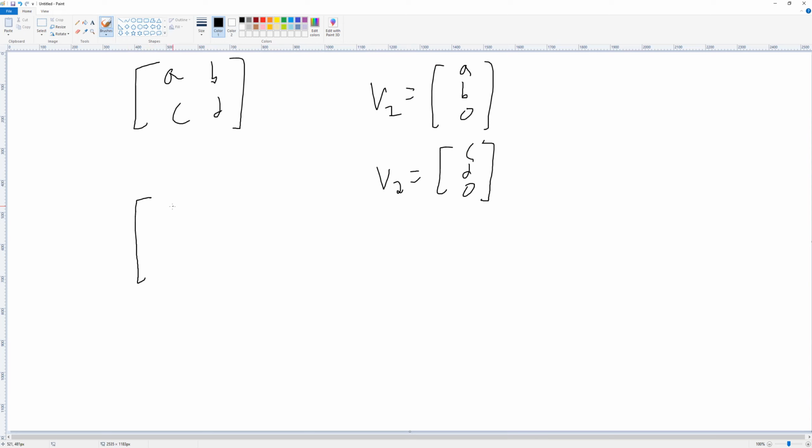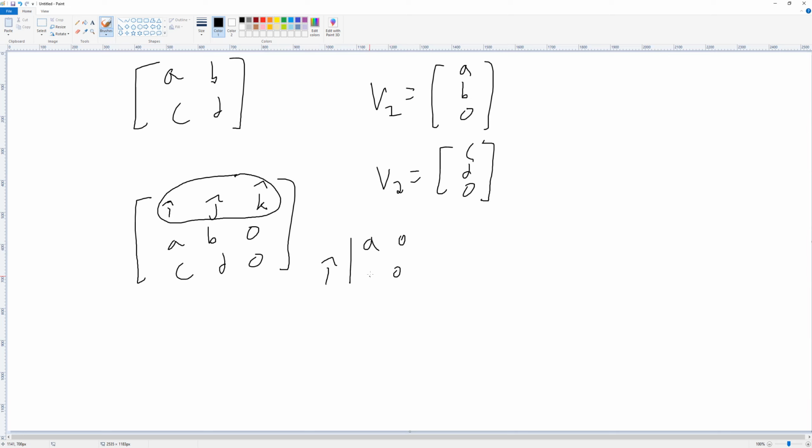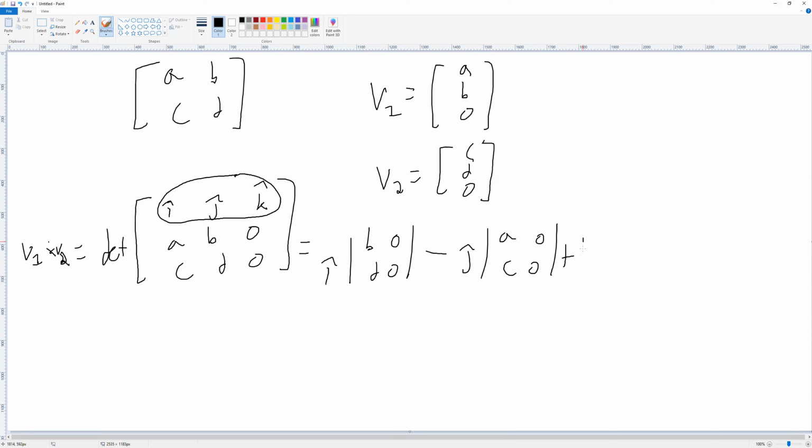If we set up our matrix like I said to for the cross product, with i hat, j hat, k hat, A, B, 0, C, D, 0, and we calculate our determinants using the top row, it should be i hat times the determinant of B0, D0, minus j hat times the determinant of A0, C0, plus k hat times the determinant of A, B, C, D. So v1 cross v2 equals this.